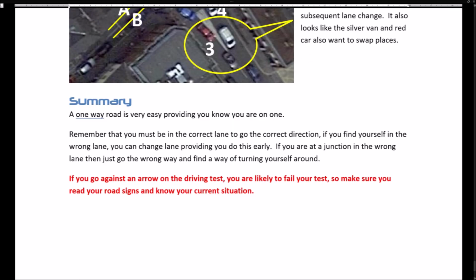Summary. A one-way road is very easy providing you know you are on one. Remember that you must be in the correct lane to go the correct direction. If you find yourself in the wrong lane, you can change lane providing you do this early. If you are at a junction in the wrong lane, then just go the wrong way and find a way of turning yourself around. If you go against an arrow on the driving test, you are likely to fail your test, so make sure you read your road signs and know your current situation.